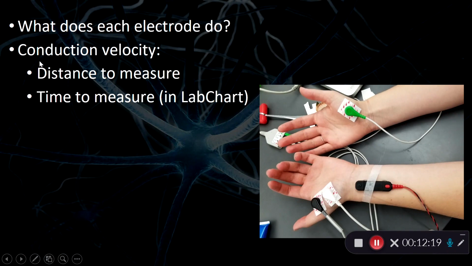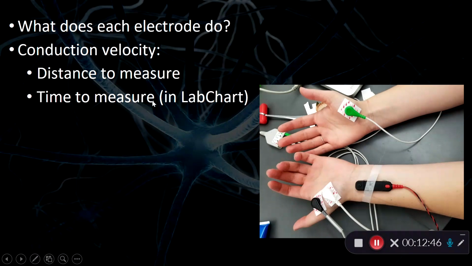Okay, well, we need to measure the conduction velocity. For conduction velocity, we need 2 things. One is the distance, the other is the time. The distance is from the injecting site to the recording site. So this is the injection site, this is the recording site. Okay, so we're going to measure the distance from the stim bar to the Y electrode.